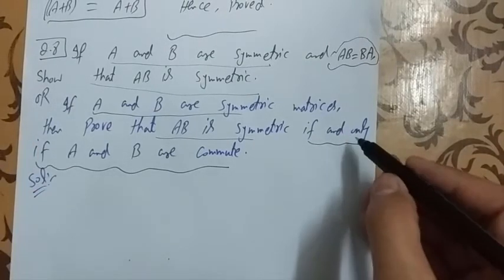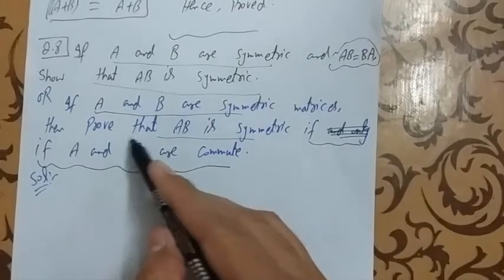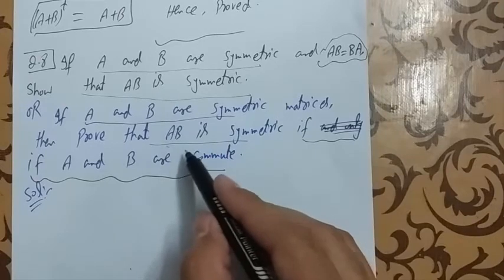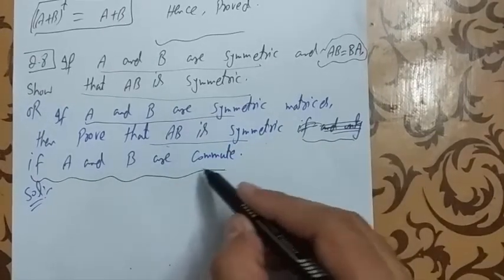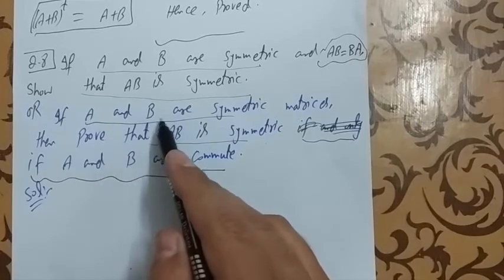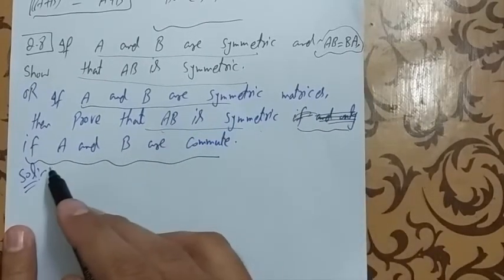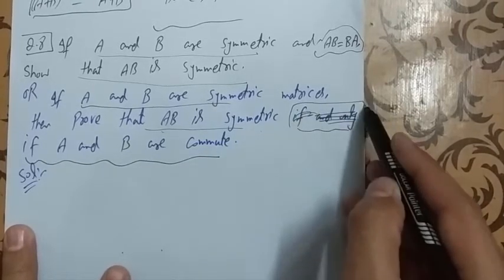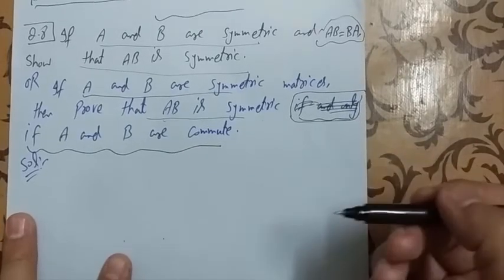First we solve only this: if A and B are symmetric matrices, then prove that AB is symmetric if A and B commute. The other part is different, and I will solve it next, inshallah.